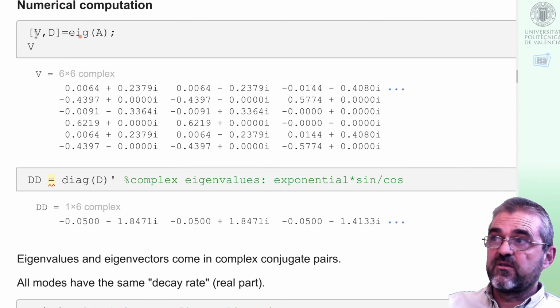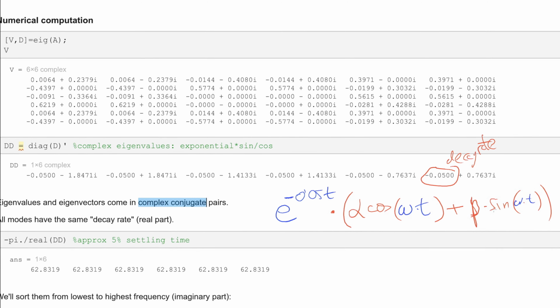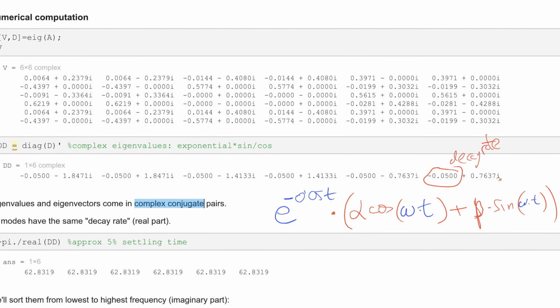So we compute the eigenvalue decomposition. So columns of V are the eigenvectors, and the diagonal of D are the eigenvalues of matrix A. They come in complex conjugate pairs, which means that complex exponentials end up being oscillatory responses with sine and cosine. The real part gives rise to the decay rate, so we will have this exponential in the response times some cosine and sine of some omega t, and omega will be the imaginary part.